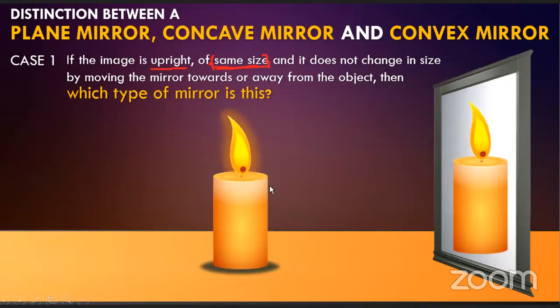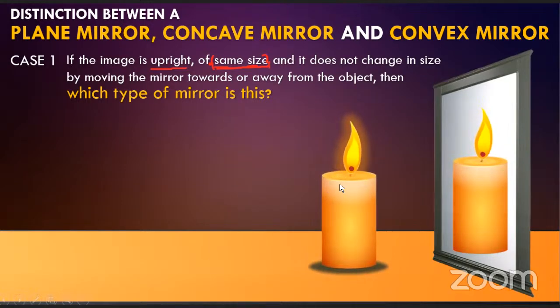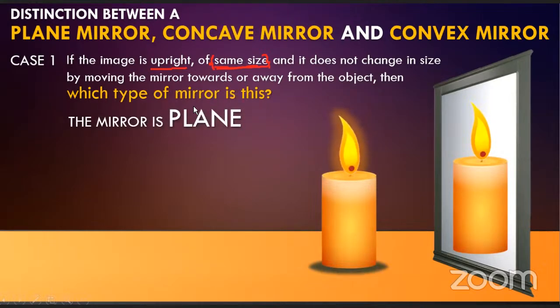Candle. We used to call it the object, is it right? Yes, sir. Now, if you change the position of the object, is there any change in the size of the image? No, sir. No change in the size of the image. Is it right? So we can say that it is a plane mirror.